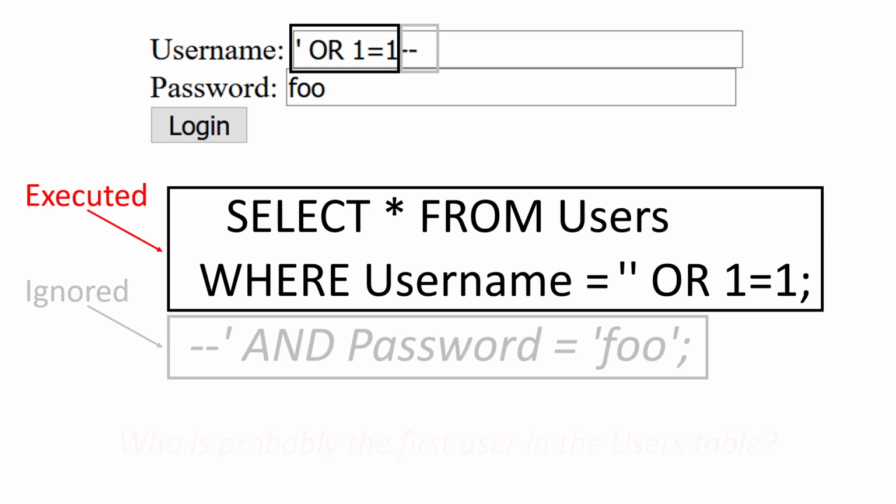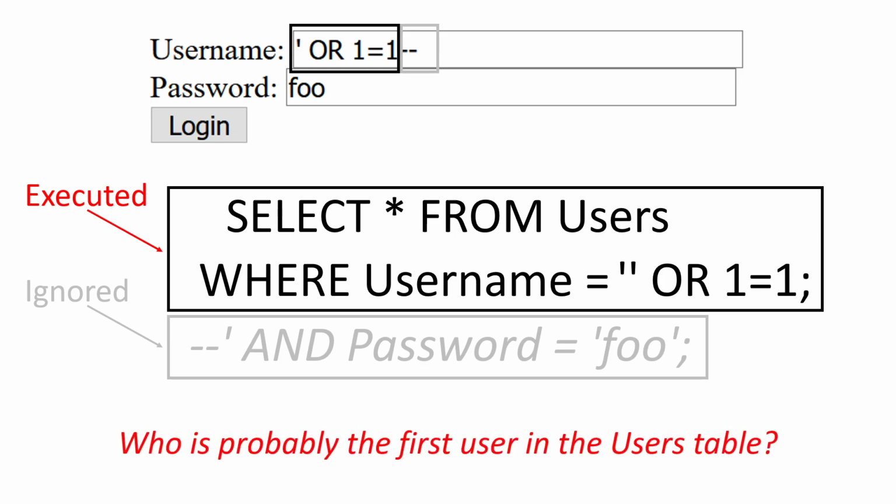And in fact, what user is probably the first user in the users table? It's probably your admin or your super user, in which case that would be the first user returned, and most code would look through this entire result set and just pull out the first user returned and attempt to use it as the currently logged in user.